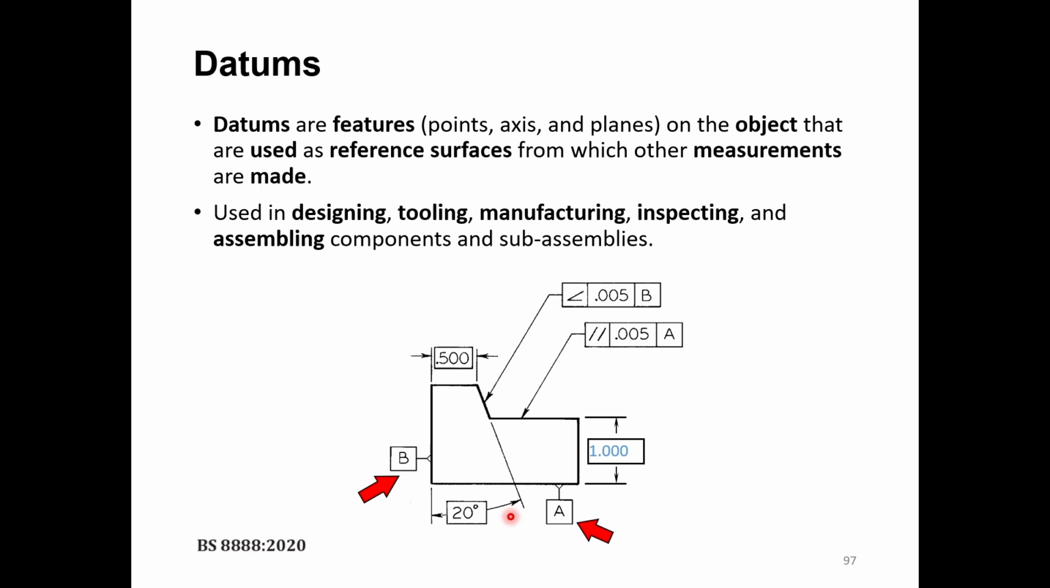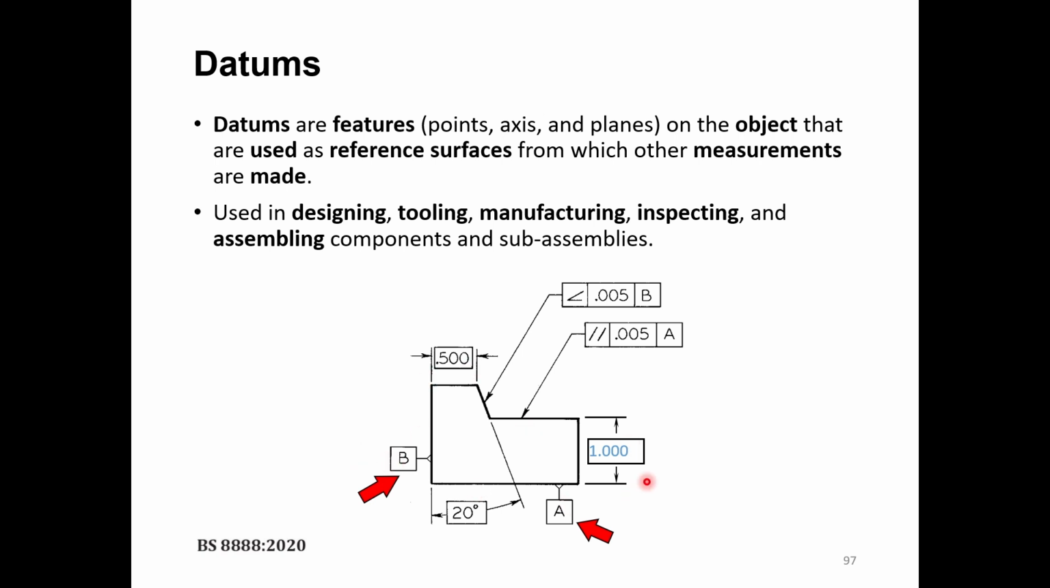datums, two datums. Datum A, which is called the primary datum, is the bottom surface here. And then datum B is this vertical surface here. So datum A is the primary datum, and datum B is the secondary datum.